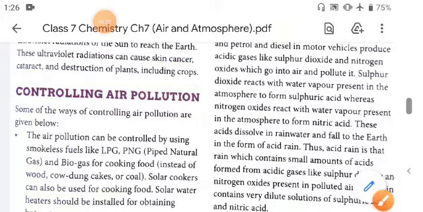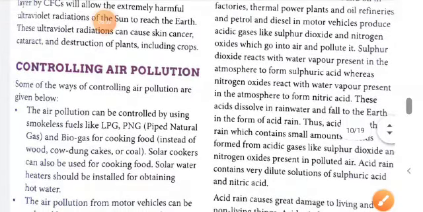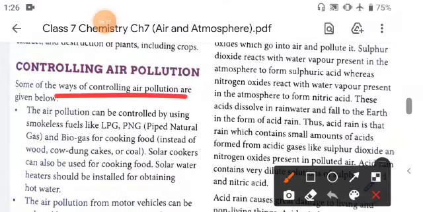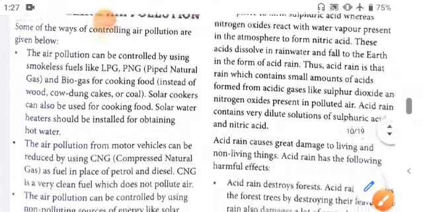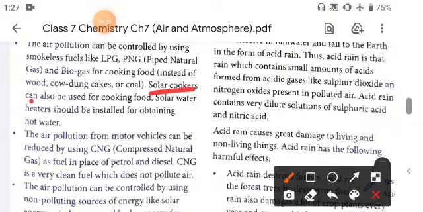And controlling air pollution, that means how will you control the air pollution? So here some ways are given. The air pollution can be controlled by using smokeless fuels like LPG, PNG. PNG means piped natural gas and LPG means liquefied petroleum gas. Instead of wood and cow dung cake coals you will use it, and solar cookers can be used for cooking food, and solar water heaters should be installed for obtaining hot water.